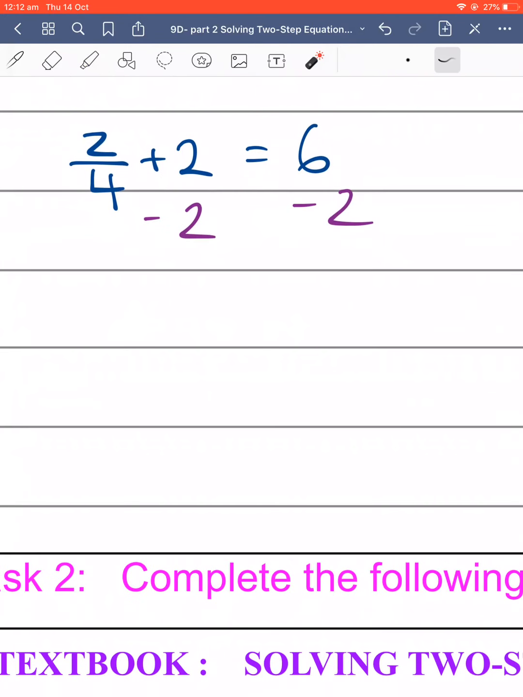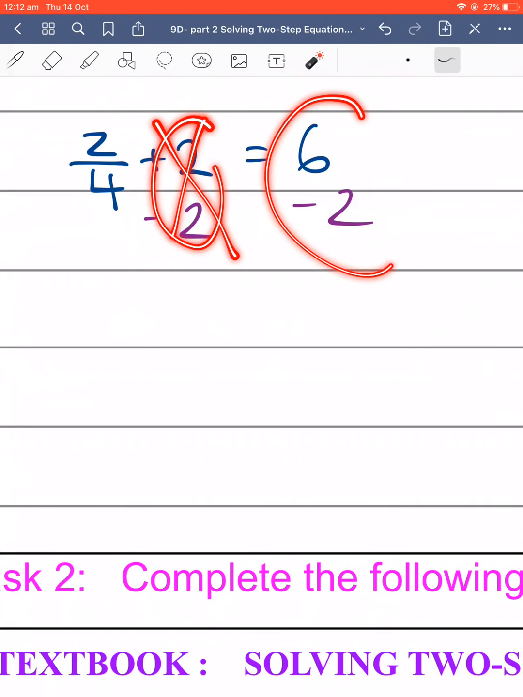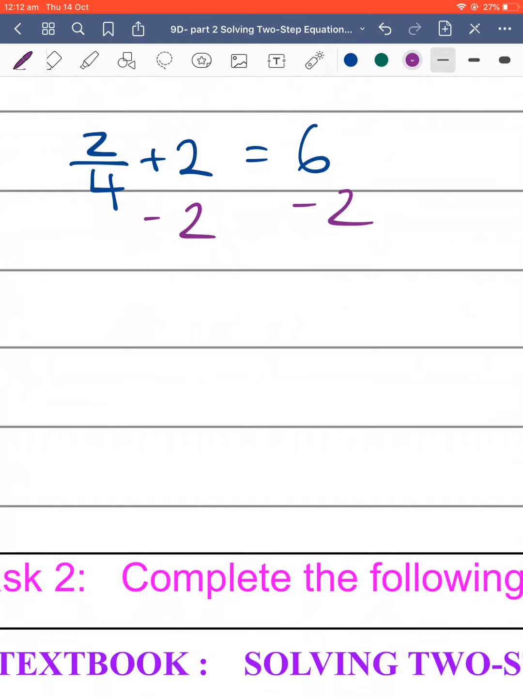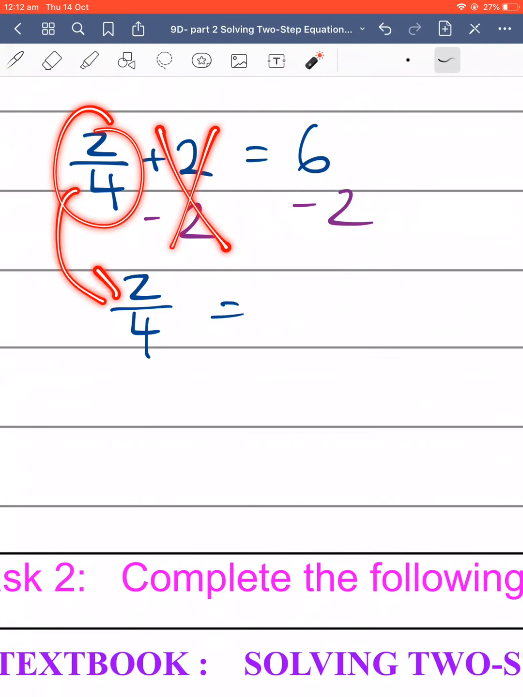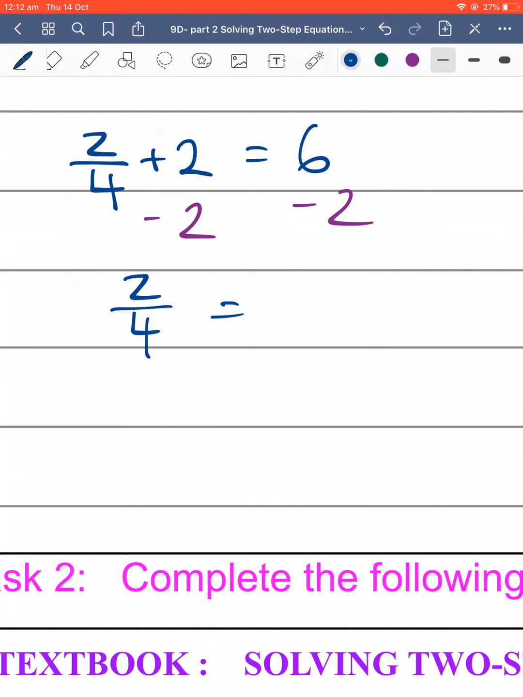And once I do that, these two are going to cancel out. And then I've got 6. So I can rewrite that left-hand side first. So I've got z over 4 equals, because I've done that, those two cancel, I just have that left over. And I have 6 minus 2, which gives me 4.